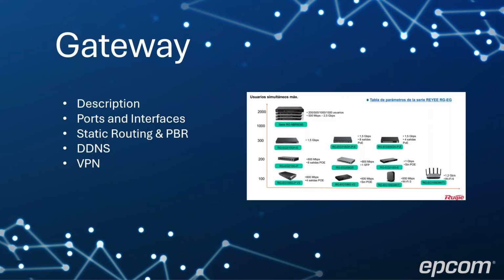So we have to start here in Gateway. We will see a description of the device, how to see the ports and interface, how to do a static route and PBR policies, how to do a dynamic DNS, and how to do a VPN connection. As we can see in image 2, we can choose the device by the users or by the speed of them. We have the NVR series, and it is for up to 2,000 users with up to 2.5 gigabits per second.